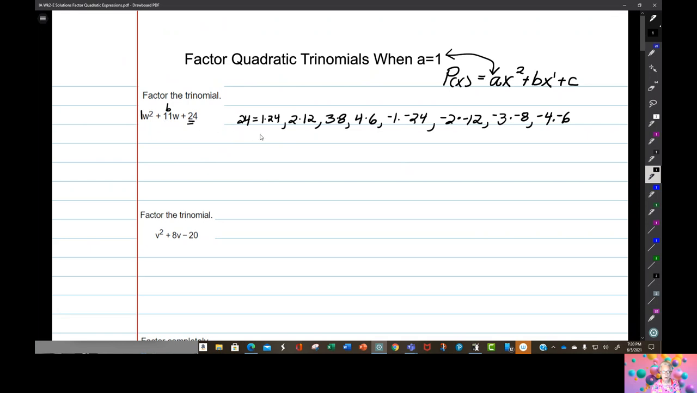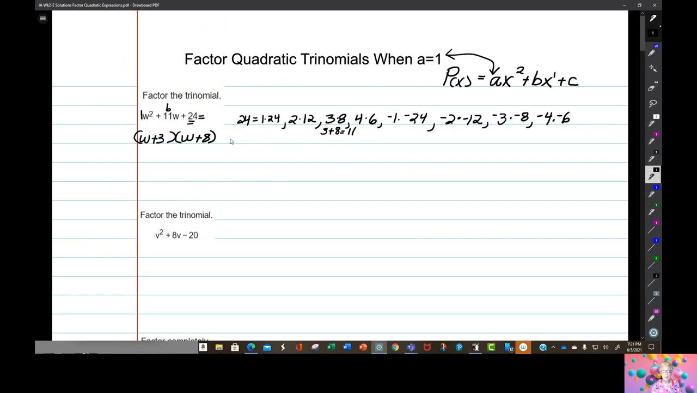And so, three and eight. Three plus 8 equals 11. We're almost done. W squared plus 11W plus 24 will factor into 2 linear binomials, W and W, plus 3 plus 8. That's all there is to it.